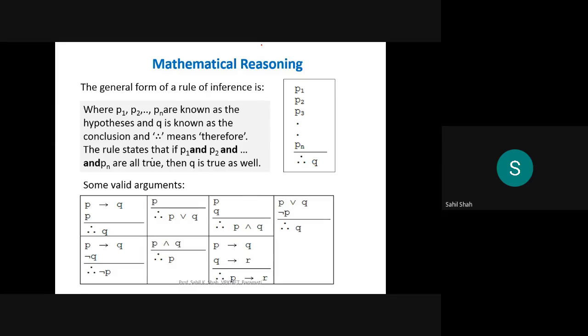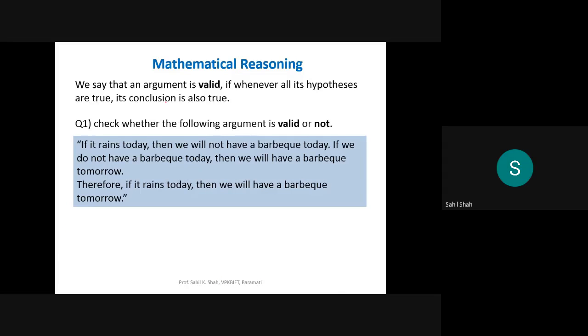So the general form of a rule of inference is this one: premises and conclusion. So P implies Q, P, conclusion. This is already discussed. I am not going to discuss it again. These are the slides that I will be sharing with all of you. So first question for you.